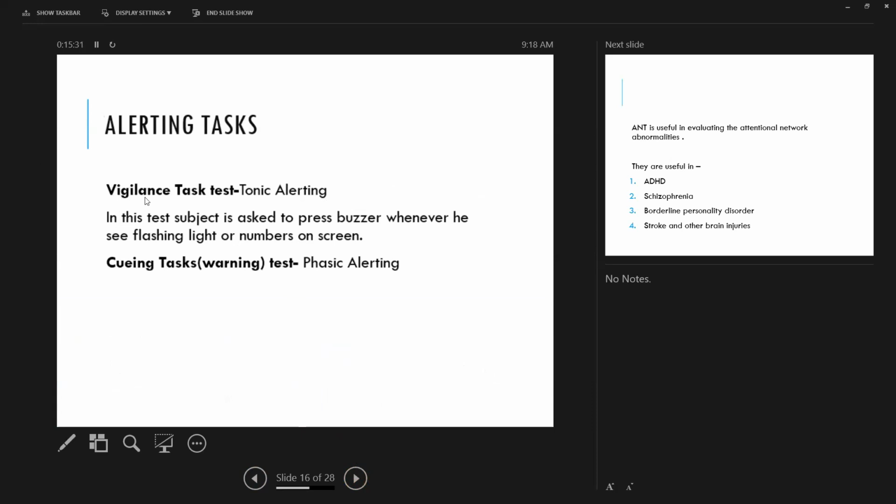Alerting task: the vigilance task is a test concerned with tonic alerting. In this, the test subject is asked to press the buzzer whenever he sees flashing lights or numbers on the screen. Another is the cueing task or the warning test, which is associated with phasic alerting.